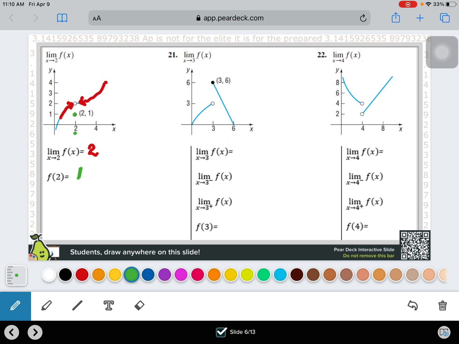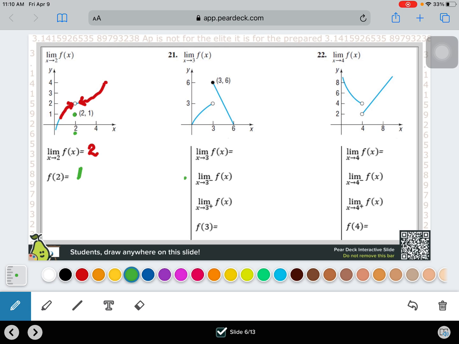Okay, let's go ahead and try the next ones. So go ahead and pause the video and give this one a try. Okay, on this one right here, we have the limit as x approaches 3. I want to put this one first, but you can go ahead and analyze it by parts.